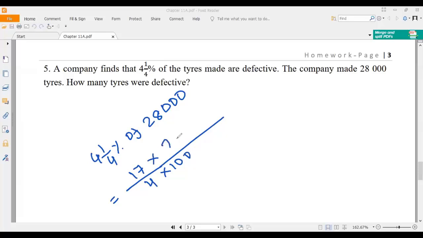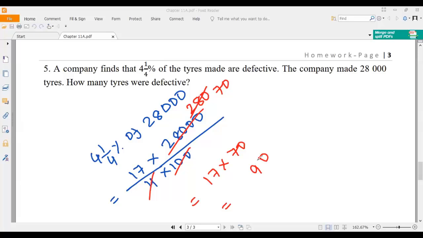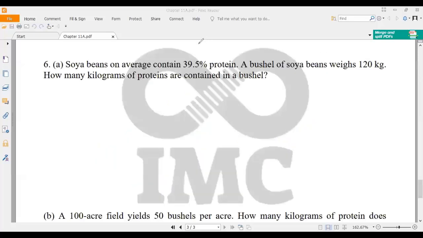Of means multiplication, so 28,000. Now we need to do the calculation. 28,000 divided by 100 will be 280. Now 280 divided by 4 will be 70. So multiplying 17 by 70 right now. 0, 7 sevens are 49. We have 4, 7 on the 7 plus 4, that is 11. So 1,190 tires were defective. Now, question number 6, 6A.